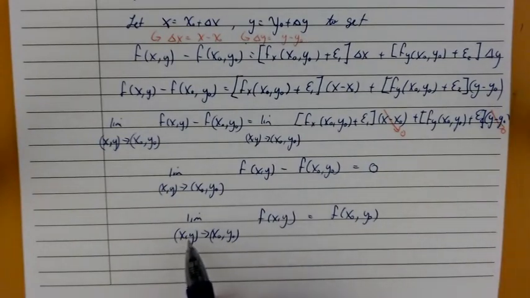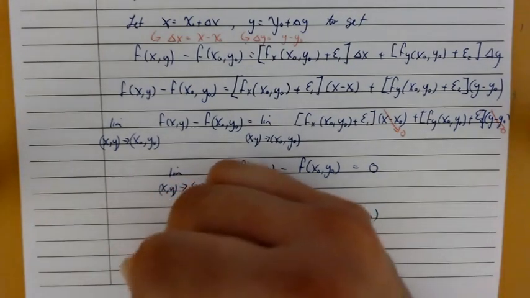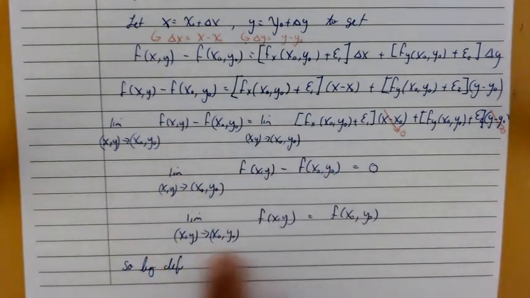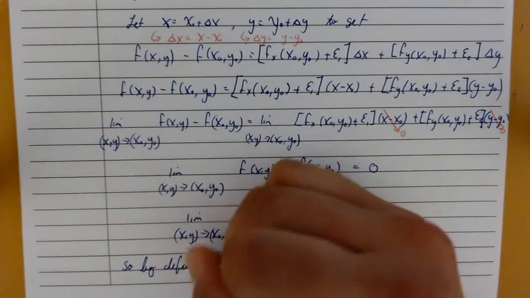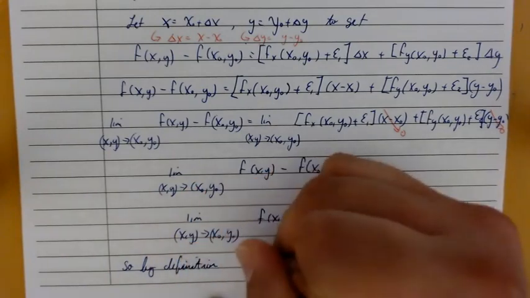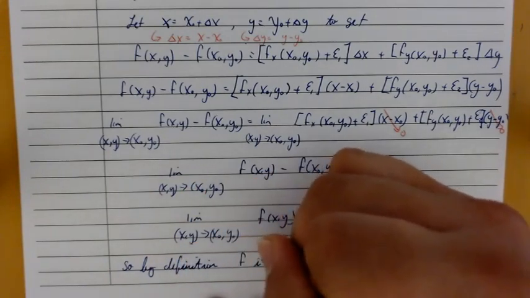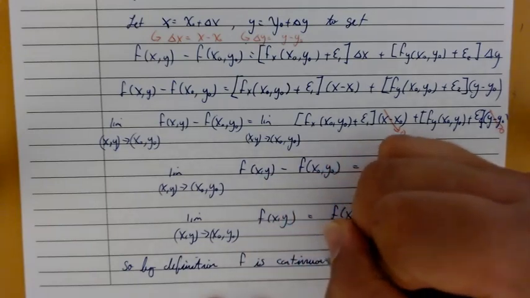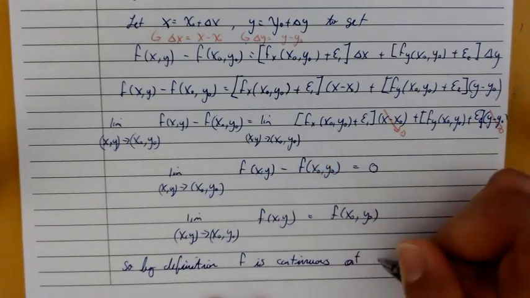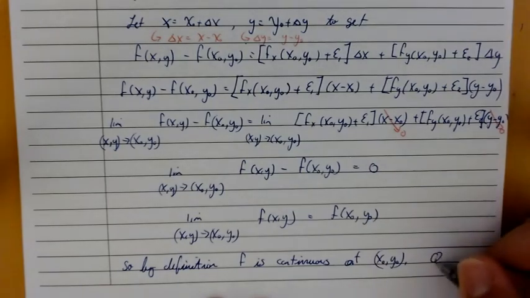If you take the limit as (x, y) approaches that point of the function, well, that's the same as if you just took that and plugged it into the function. So by the definition of continuity, f is continuous at (x naught, y naught). And that confirms our result.